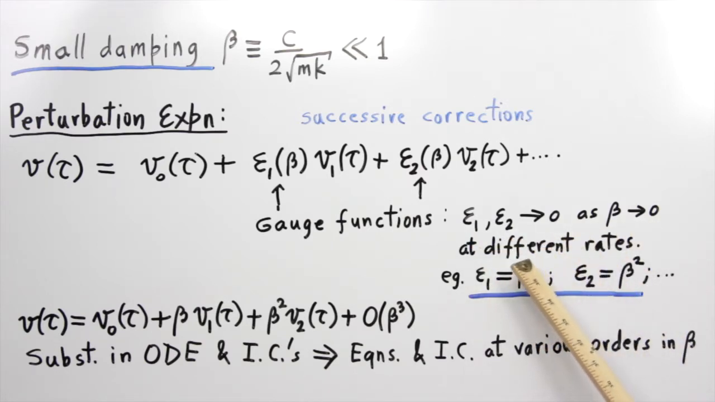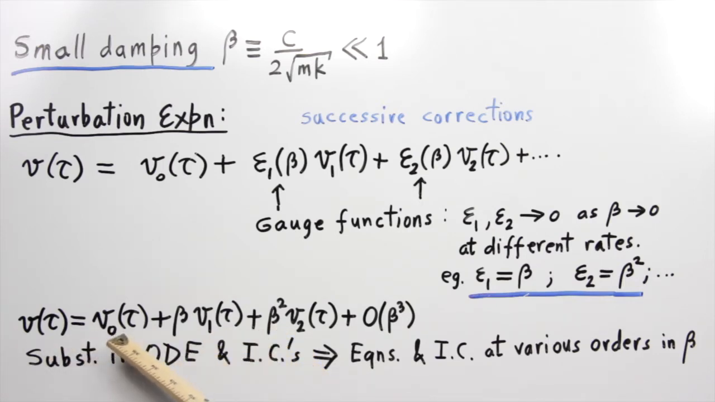All right? But they vanish at different rates. And so, for example, in the present problem, the gauge function epsilon 1 is going to be chosen as beta itself, and epsilon 2 is going to be chosen as beta square, and we can have higher powers here. And so as beta goes to 0, these terms vanish at different rates. So this term vanishes much more rapidly. This term vanishes less rapidly. And so if beta is very small, then of course it's only the first term that is going to matter, and so on. So we are writing the solution in terms of these gauge functions that have been chosen.